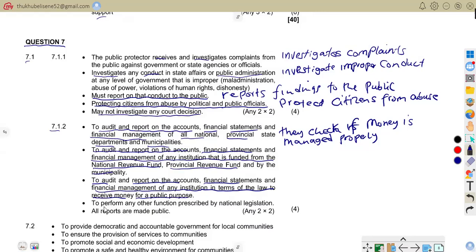They also perform any other functions prescribed by national legislation, and all reports are made public. Reports are public, which promotes openness.